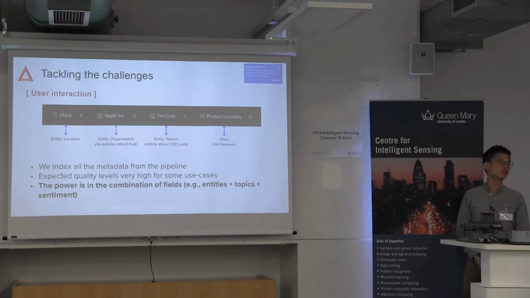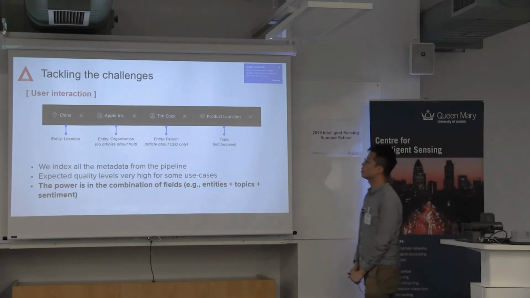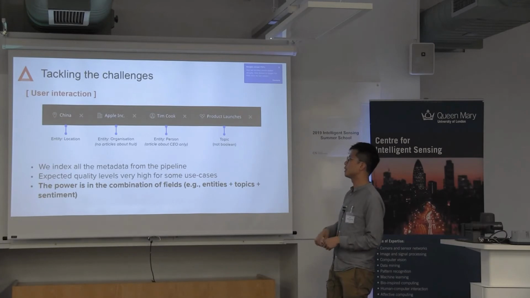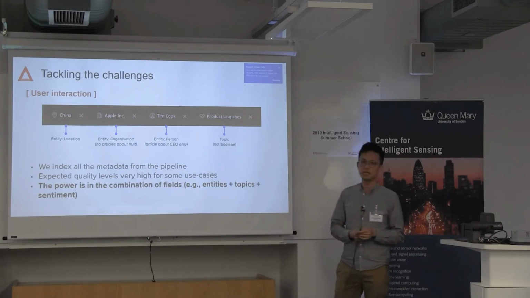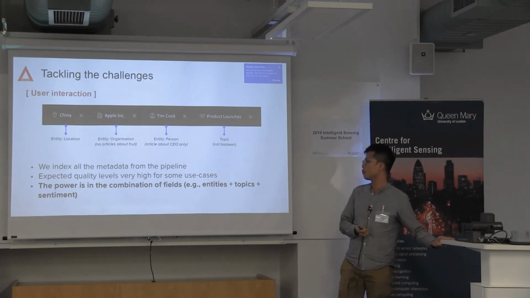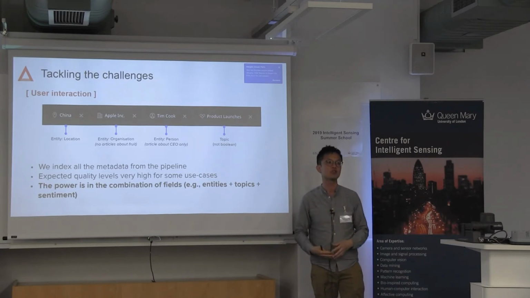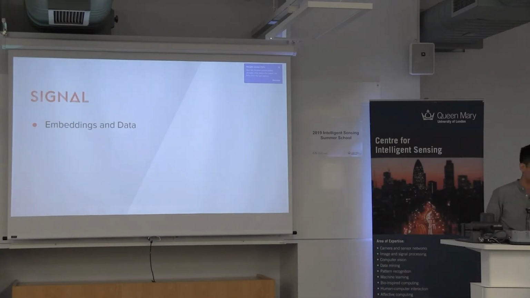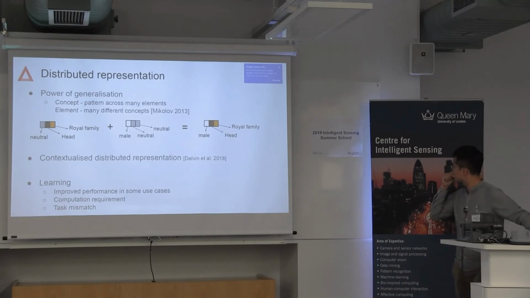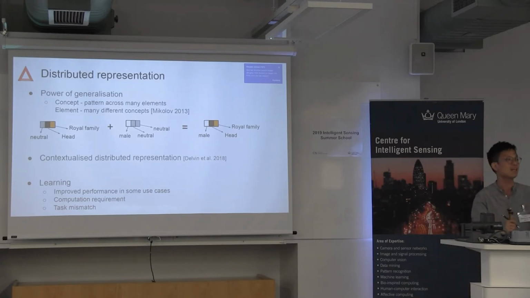The other challenge I mentioned is user interaction. So we have talked about our machine learning system, which derives different information, and this information can cover location, organization, person, and also different topics. So it is very important for us to combine all these different fields together, as I've mentioned, so that you can have an augmentation of the knowledge discovered by the pipeline, so that the user will be able to benefit from it. I was going to spend some time on embeddings and data, but I'm almost running out of time, so I'll try to go through it quickly.